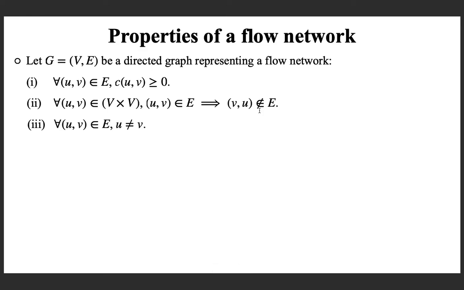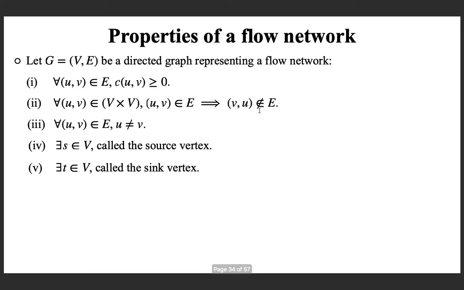Third property, self loops are not allowed. There is no point in starting from U coming back to U, because your purpose is to go from the source to the sink by taking minimum time. Okay, so minimum number of edges. So self loops are not allowed. And there must be a source, one of the vertices. Similarly, one of the vertices must be a sink. In the given example, Vancouver was the source and Winnipeg was the sink.